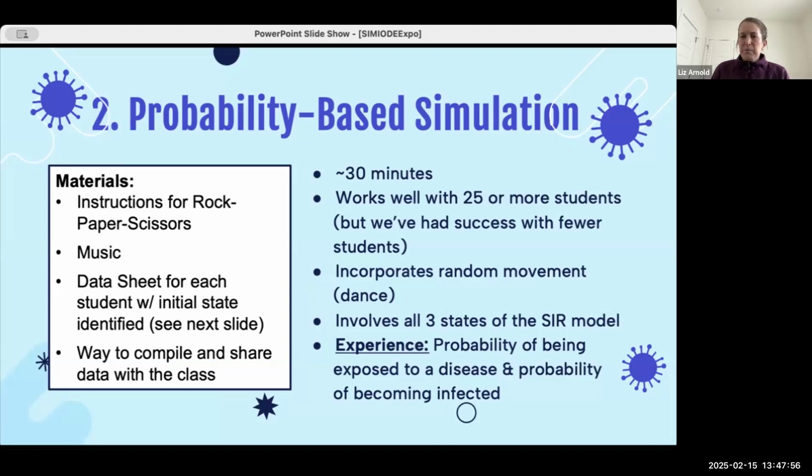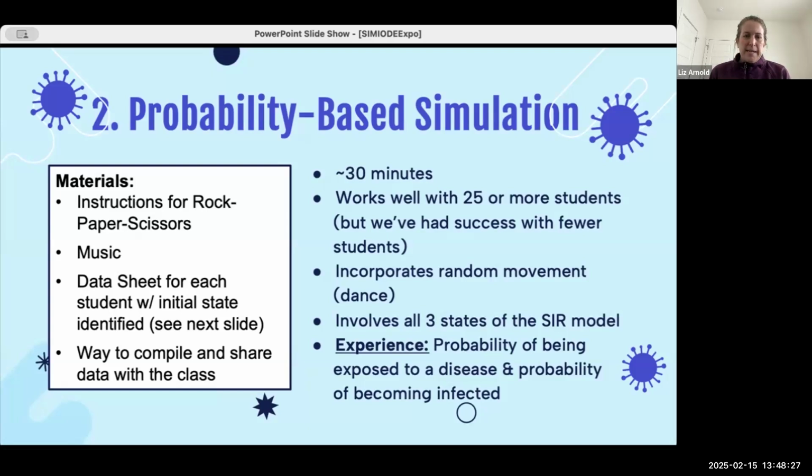Again, it takes about 30 minutes. It works well with 25 or more, but we've had success with fewer. This simulation really incorporates the random movement, and it involves all 3 states of the SIR model: susceptible, infected, and recovered. And we really hope the experience that students take away from this is that there's some probability of being exposed to an infected individual. And if you are exposed to that infected individual, there is a probability of becoming infected.